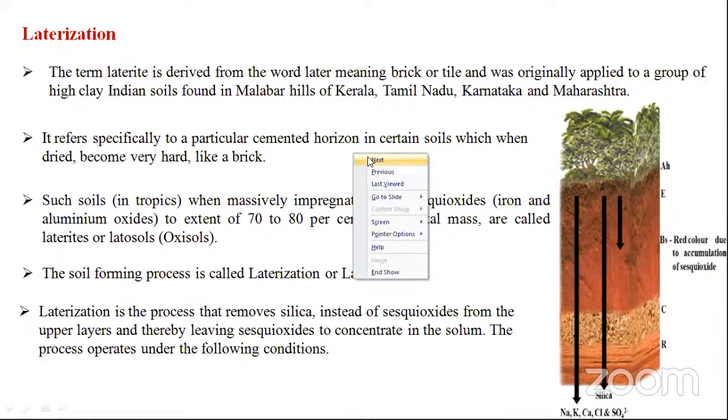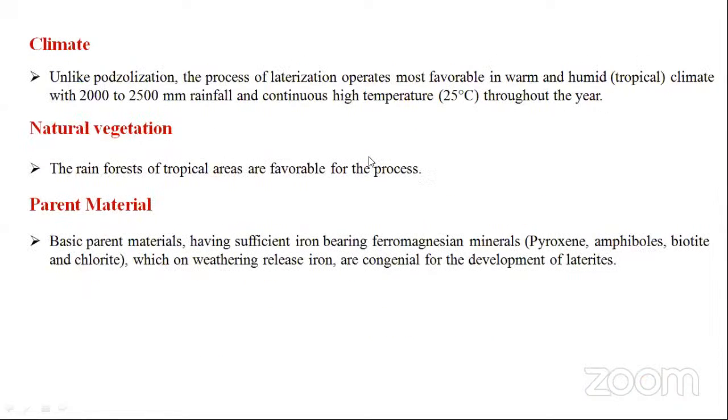You can see next, what are the supporting conditions? Mostly climate. If we get 2000 to 2500 millimeters of rainfall, with continuously high temperatures of 25, those are the favorable climatic conditions. Mostly warm and humid conditions should be provided. And what is the vegetation? The rainforests, tropical areas are favorable for the process.